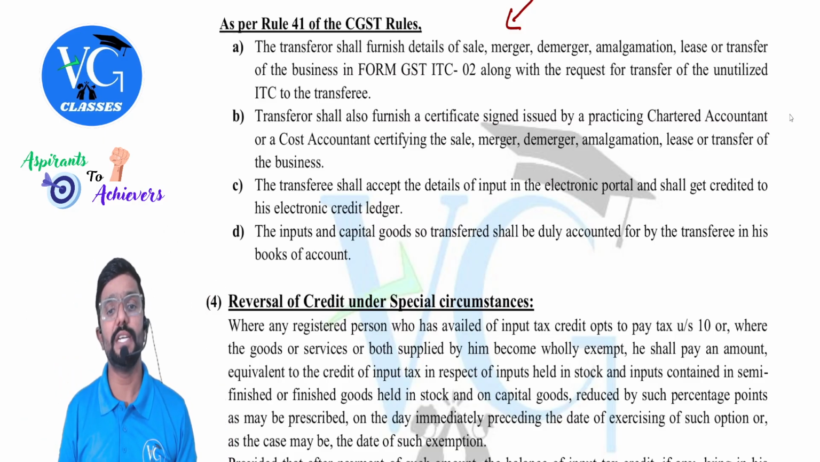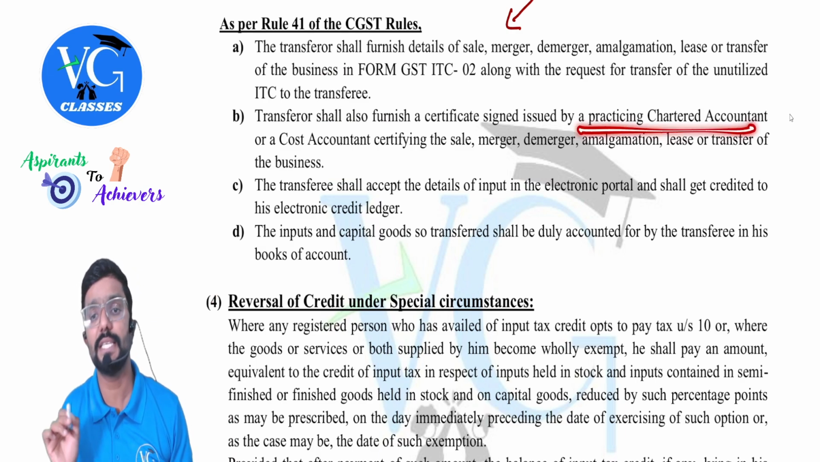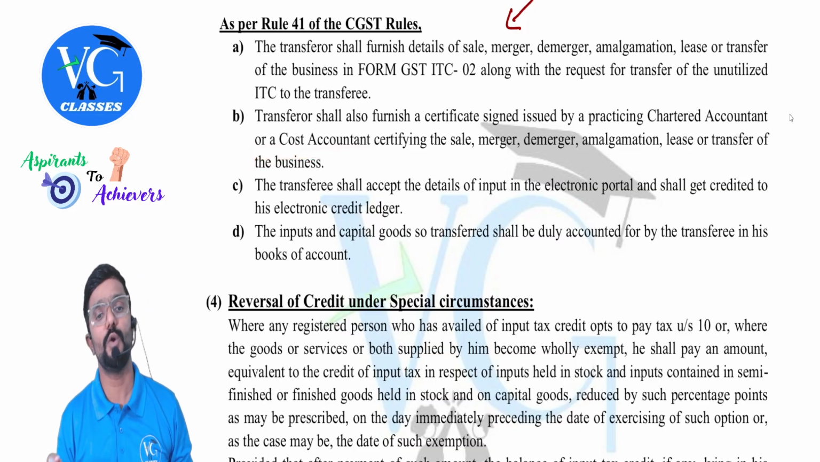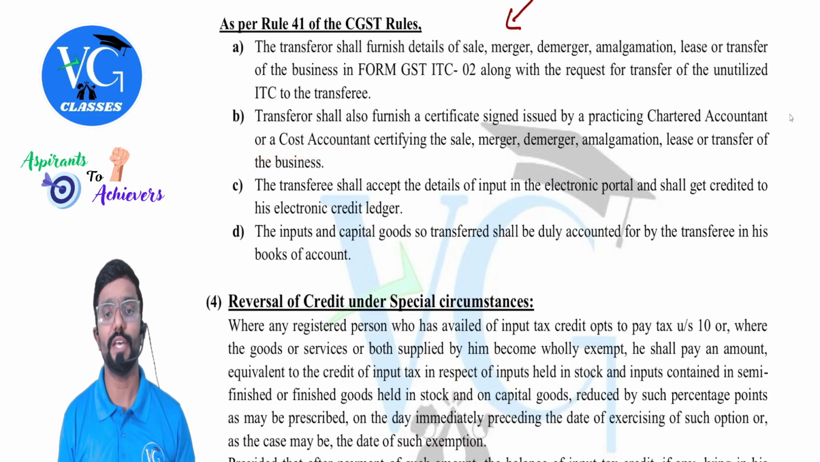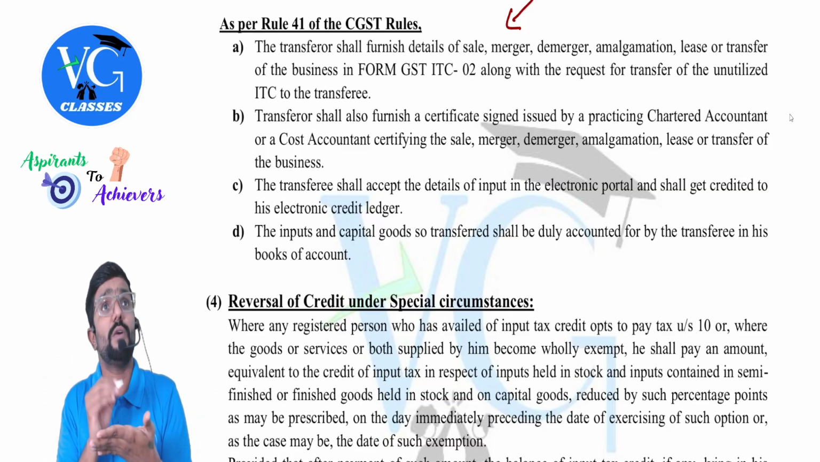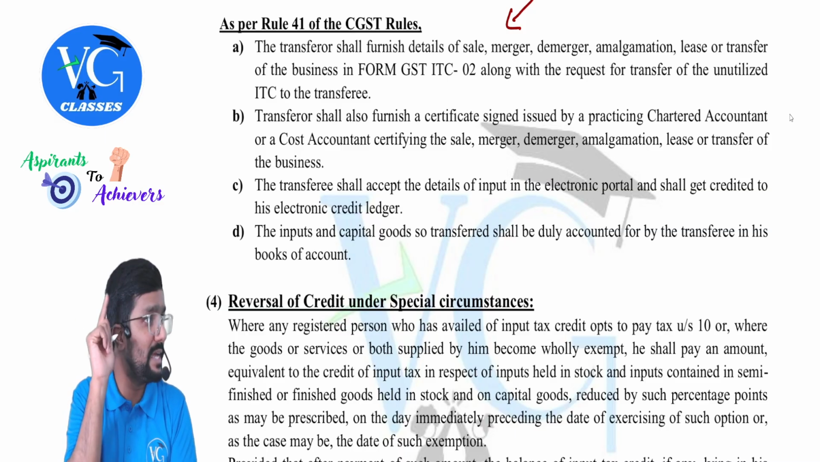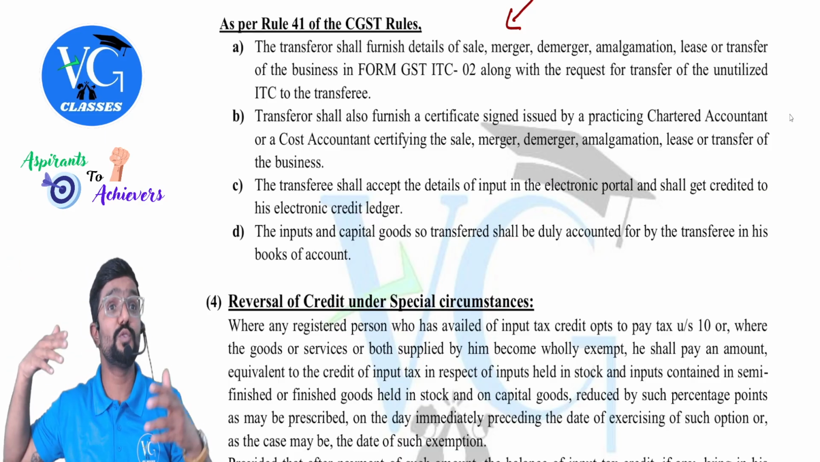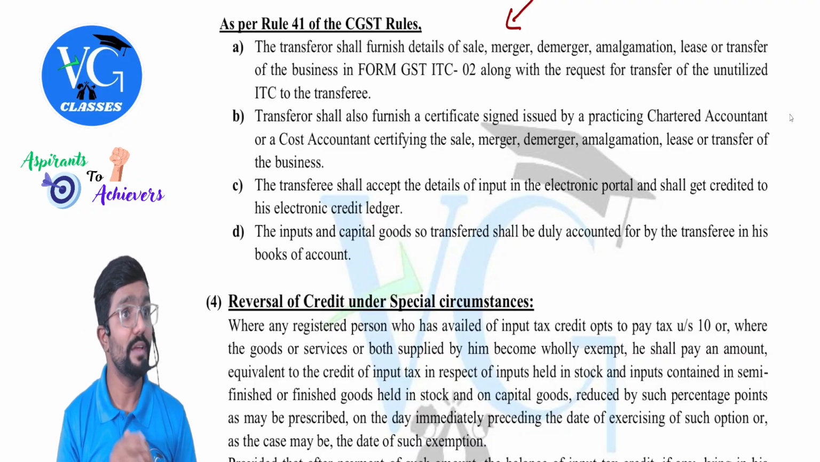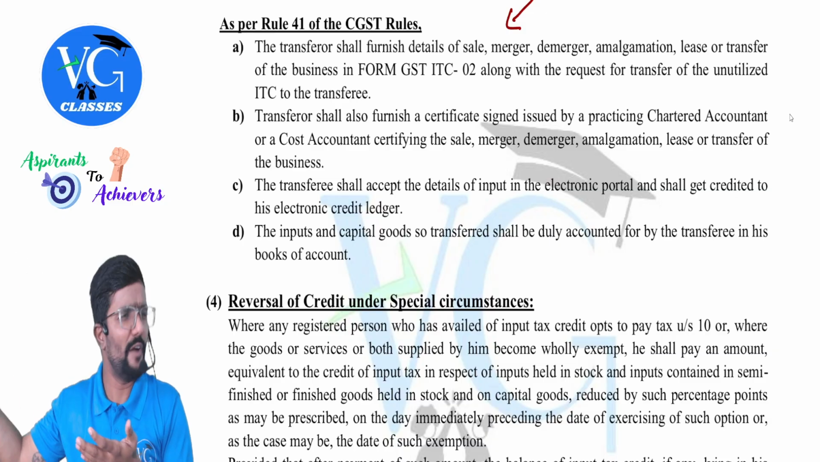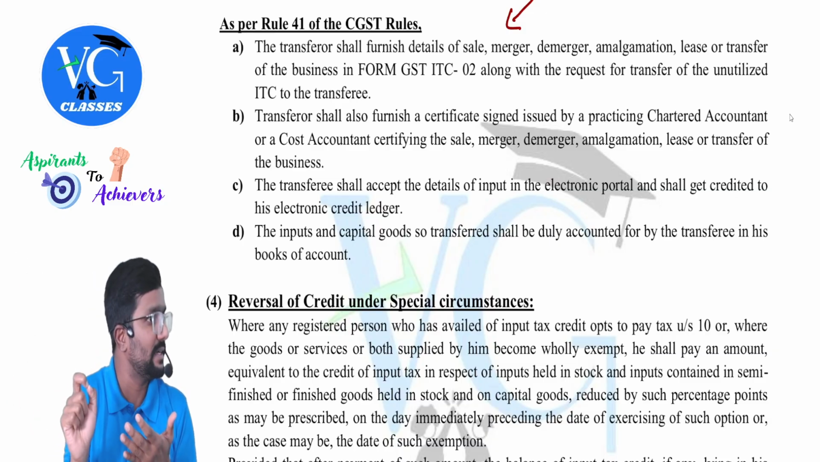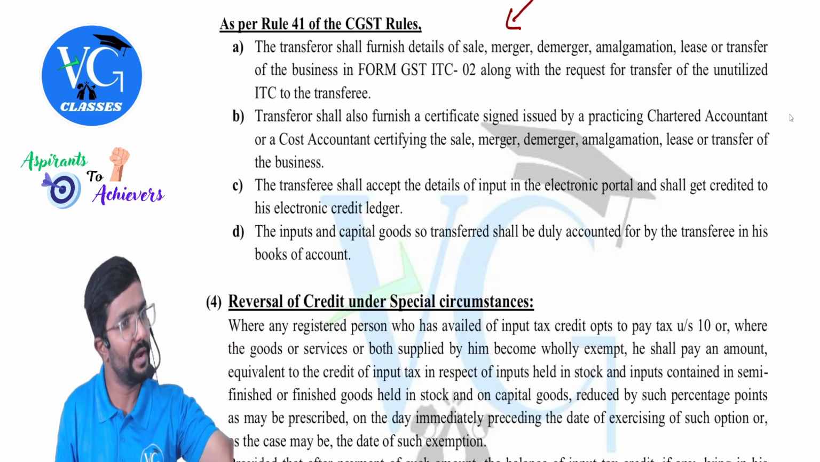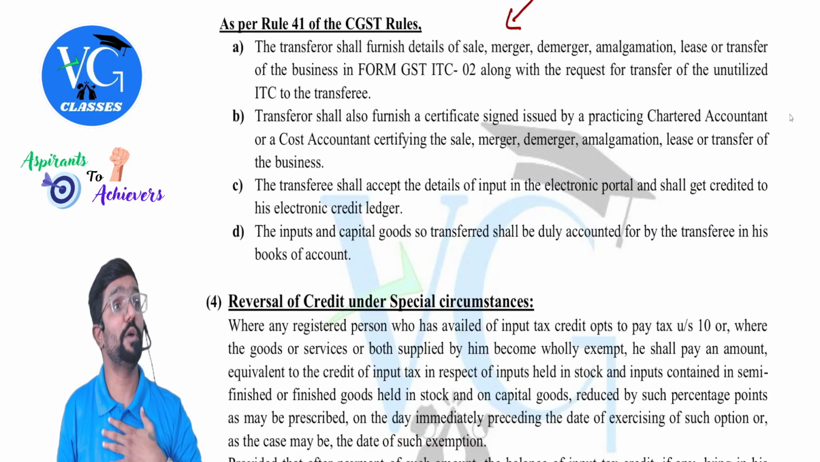The transferor shall also furnish a certificate signed or issued by a practicing chartered accountant or a practicing cost accountant, certifying the sale, merger, demerger, amalgamation, lease, or transfer of the business. Guys, this is just acting as proof that the chartered accountant or cost accountant has checked that the sale has actually happened, and they have to certify. Even for your registration and all, they want certification. What if information given by a student is wrong? That is why the CA or principal of an educational institution has to certify that whatever information has been given by the student is true and correct. I am the proof for it.